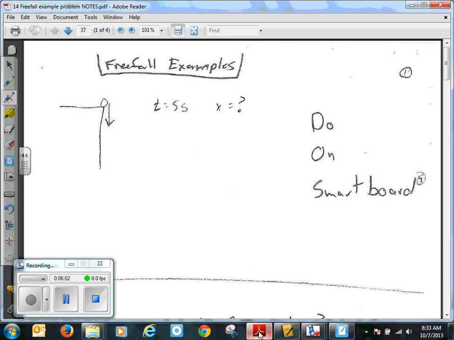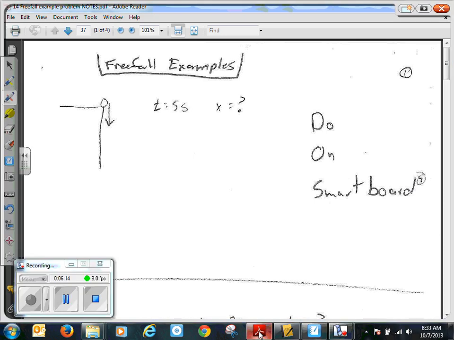Free fall examples. Okay, so I'm falling off the edge of a cliff. 5 seconds is the time. My displacement is what I'm wondering about. Okay, so in order for you guys to get help from me, what do you need?